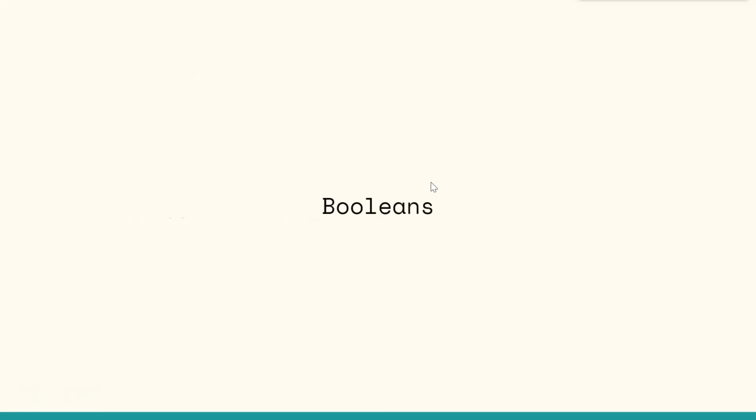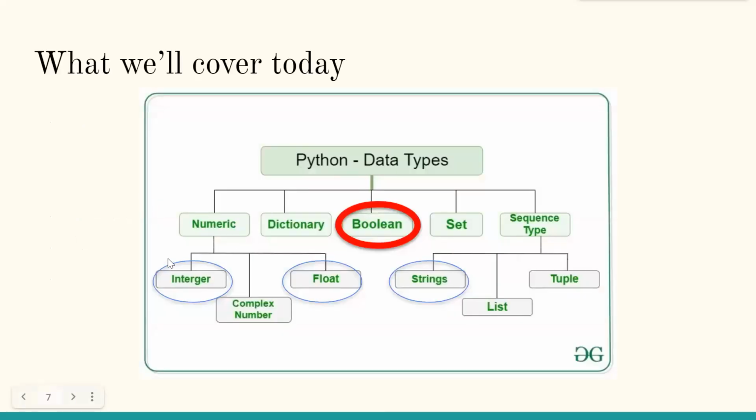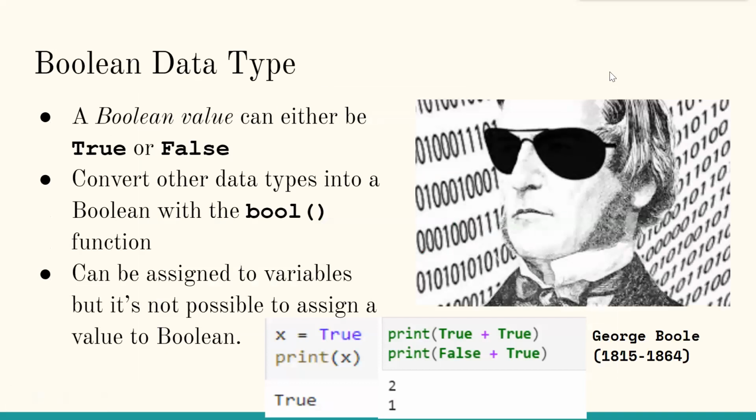Okay, let's get started with the first part, Booleans. We learned integer, float, strings, and today we have Booleans. It's also a data type. Boolean is a special data type named after mathematician George Boole. And there are only 2 possible values for the Boolean data type. They are true and false. If you already know binary code, it will be easier for you to understand Booleans here, because Booleans are similar to binary code, where 1 represents true.